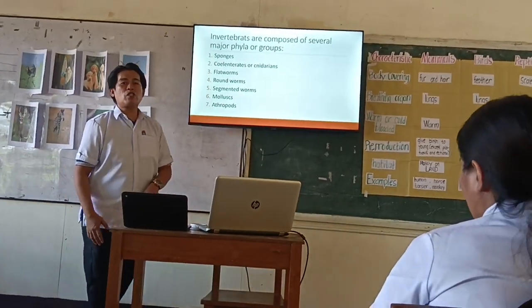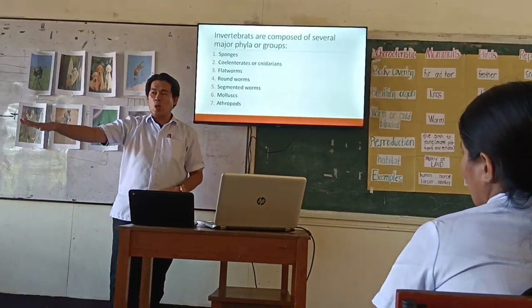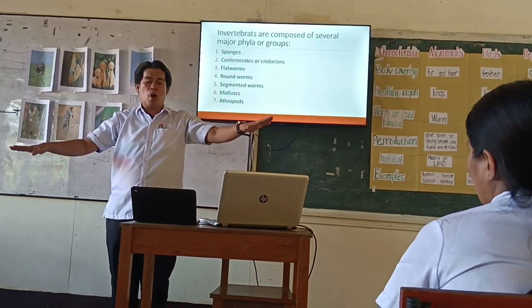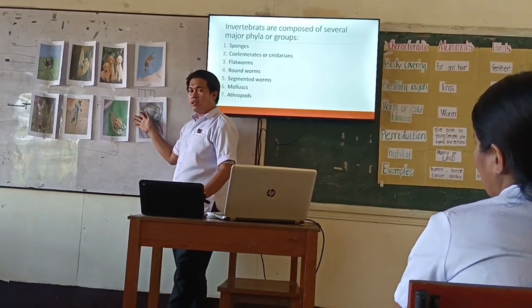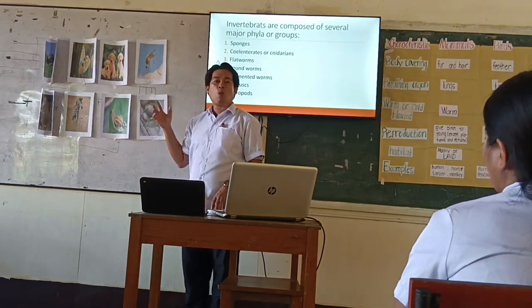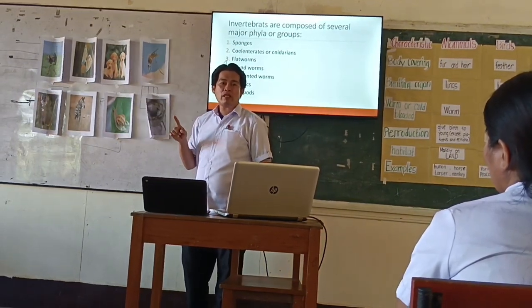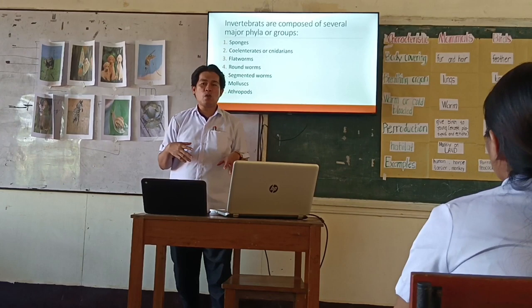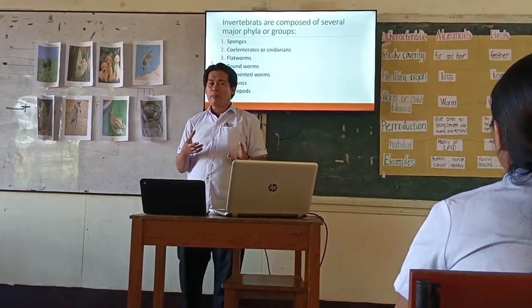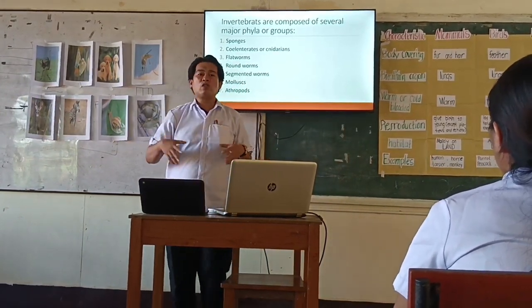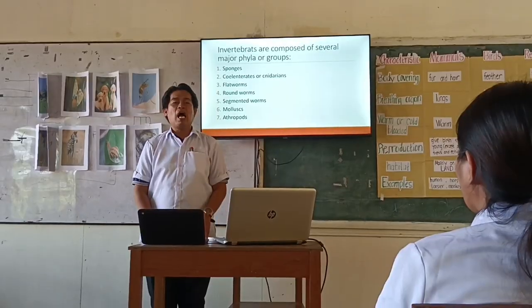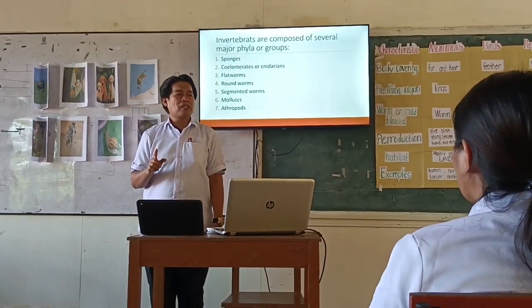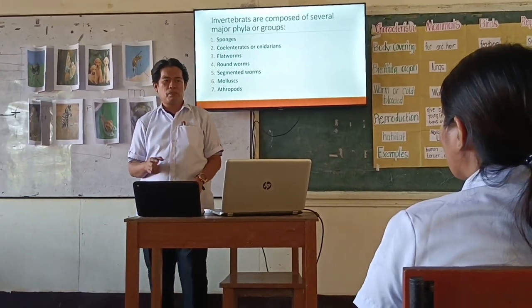Now, class, I want you to group into two. This will be group one, and this will be group two. All you have to do is pick up pictures here on the board. You're going to pick one invertebrate and one vertebrate. And you're going to classify what animals those are and how to take good care of the chosen animals. I need one representative for each group.